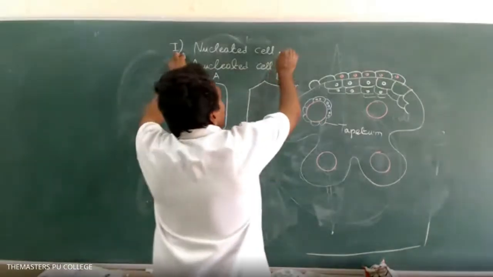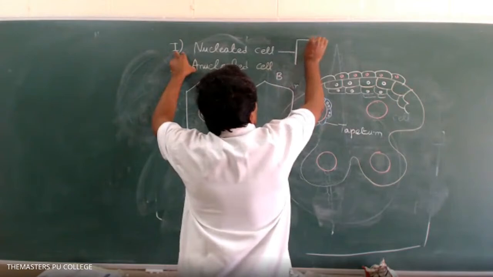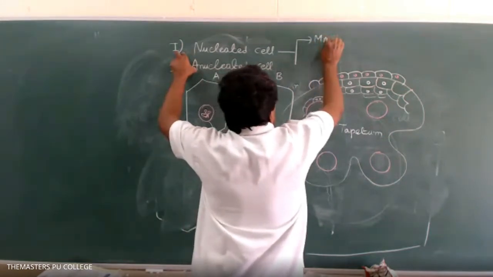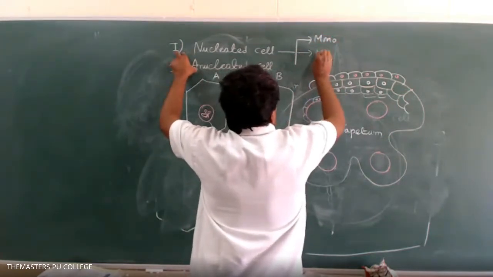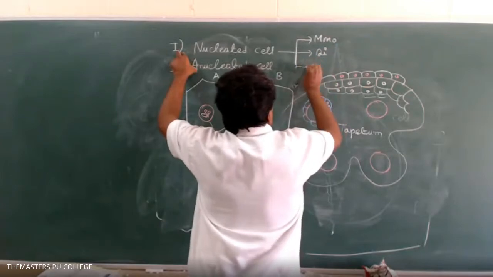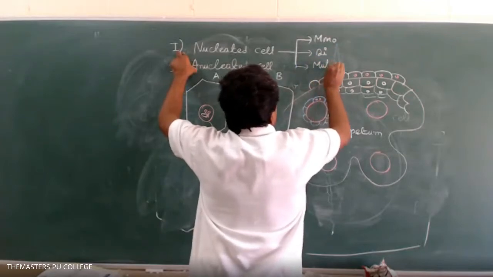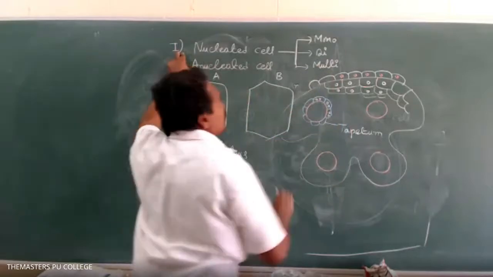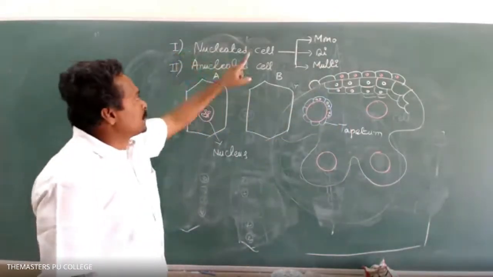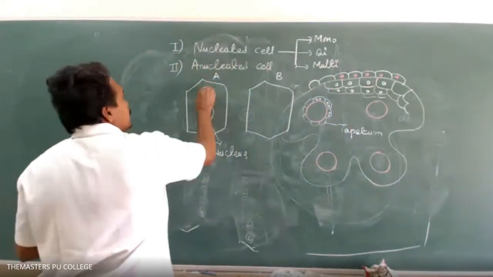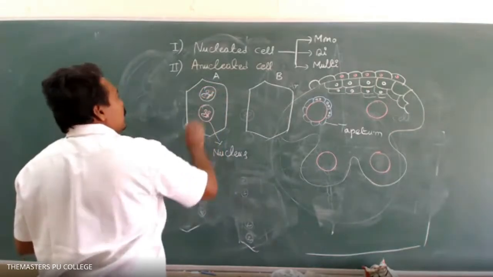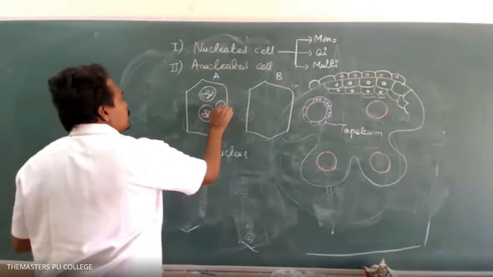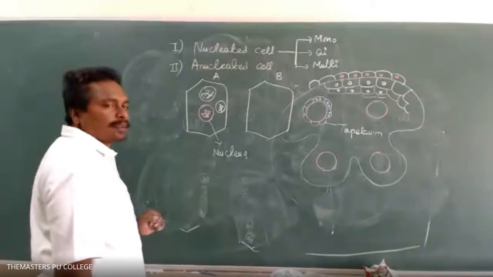Based on the number of nuclei, there are monokaryotic, dikaryotic and multikaryotic cells. One nucleus present is mono, two nuclei present is dikaryotic, and more than two nuclei present is multikaryotic.